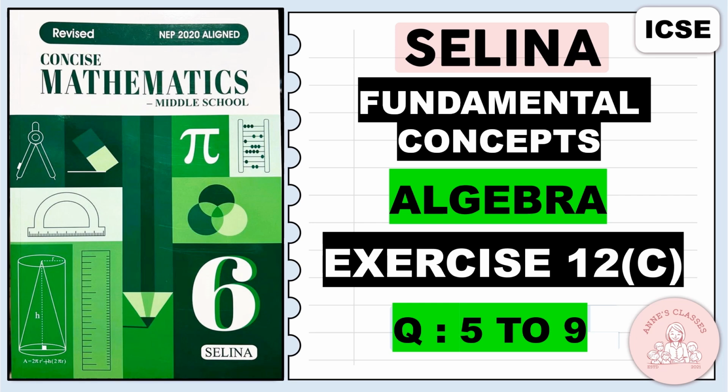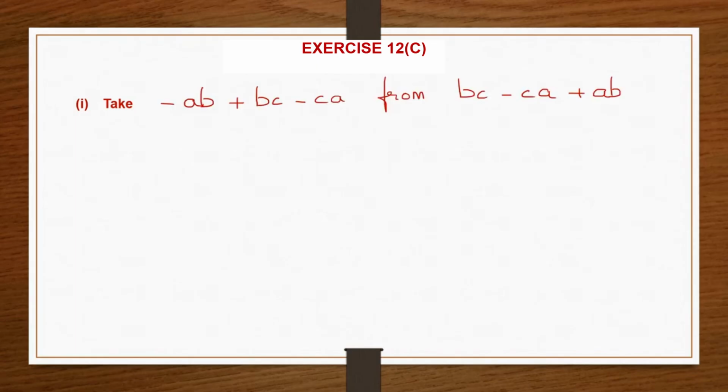Let's do Fundamental Concepts in Algebra, exercise 12C. Question 1. Take minus AB plus BC minus CA from the second polynomial. Whatever comes after "from" should be written first because this is subtraction. We are taking away something from something else. So let's write that: BC minus CA plus AB.